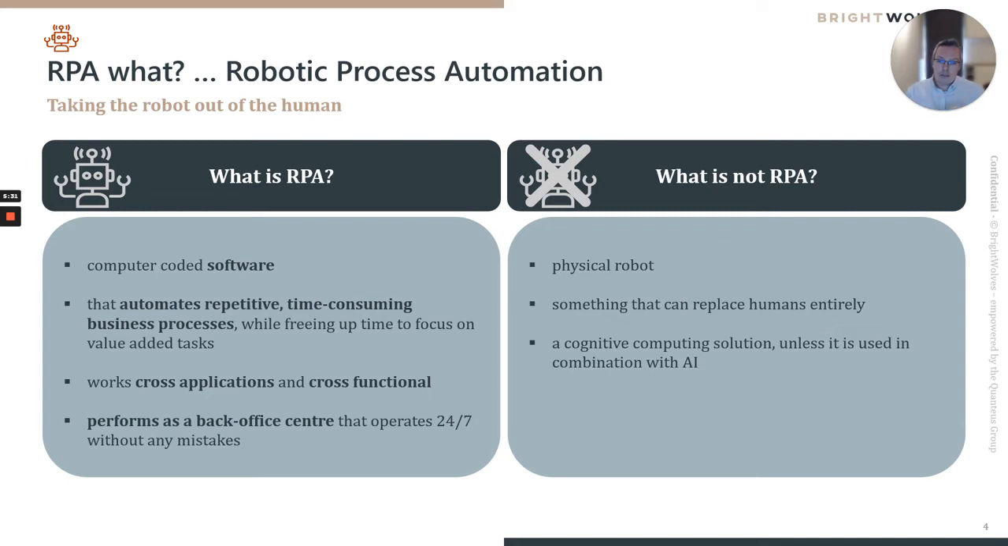And of course, what is powerful is that it operates as a back office center, and that goes on 24/7. Unlike humans, it doesn't need sleep. It can work day and night, and it goes, of course, without saying that it does what you tell it to do. So it doesn't make mistakes like humans do. No copy paste mistakes, no typos. It just does what you ask it to do.